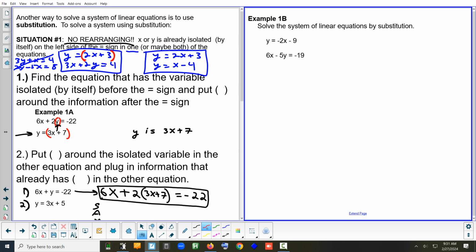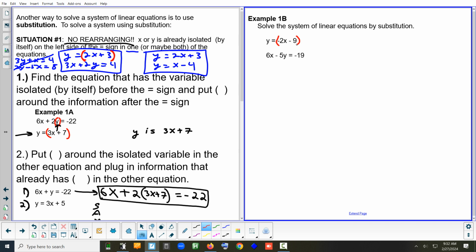The first one. Yep, the first one. I want to put parentheses around the information after the equal sign. What's the information after the equal sign in the first one? -2x minus 1. Yep. So again, there's no real math going on here. We're just putting parentheses around it, basically to tell us, okay, that's important. So we're going to remember, all right, we got to look at that.